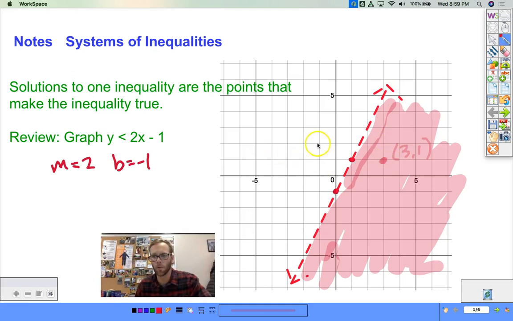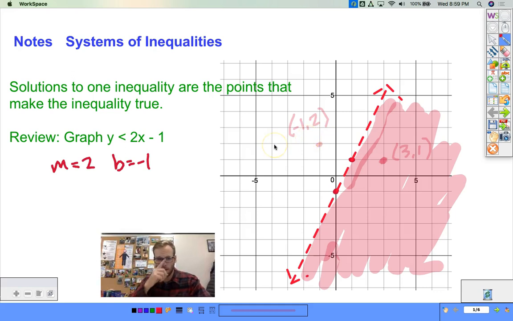But if I picked a point over here, like this one, -1, 2, and I plug that in, is 2 less than 2 times -1 minus 1? 2 times -1 is -2, minus 1 is -3. Is 2 less than -3? No, it's not. That's why this point is not shaded in. It's not part of our solution.